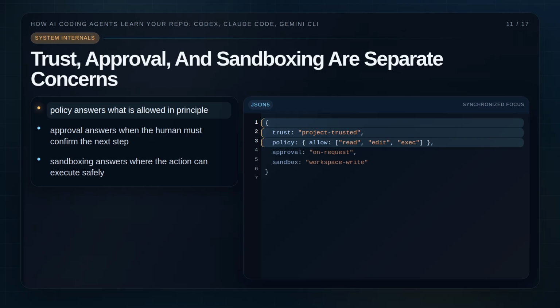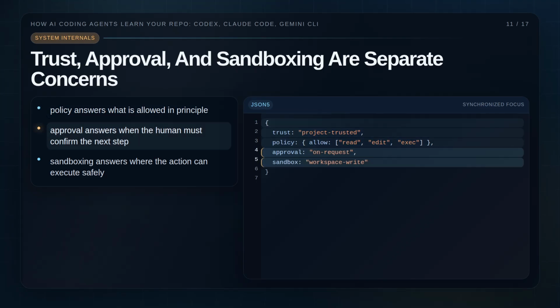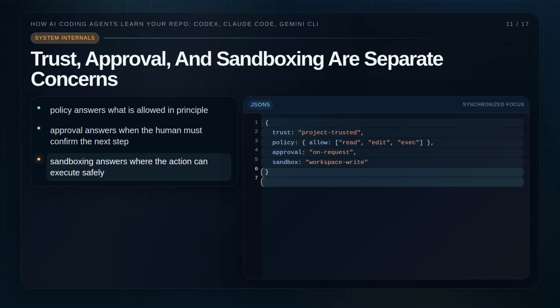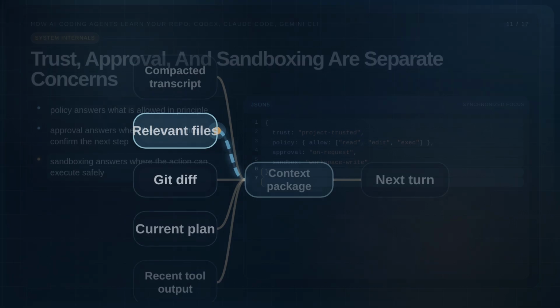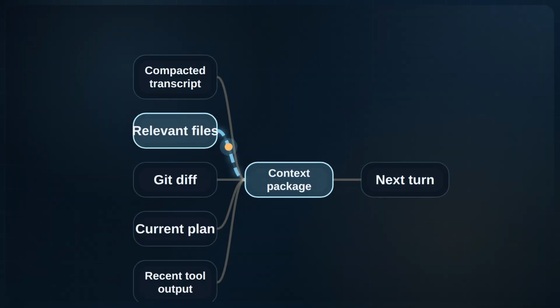These concepts get blended together constantly, but they should not. Trusted folder state is not the same thing as approval mode. Approval mode is not the same thing as sandboxing. Policy is not the same thing as any of those. Policy sets the envelope. Approval decides when a human stays in the loop. Sandboxing defines blast radius. That separation is what lets a repo feel productive without feeling reckless. For example, a tool can be trusted enough to read and patch workspace files while still requiring approval for network access or dangerous shell commands. If you collapse those layers into one yes or no switch, the workflow becomes either annoying or unsafe.